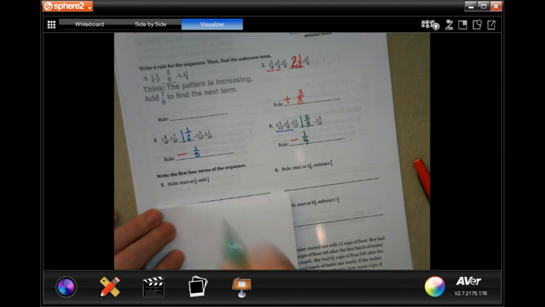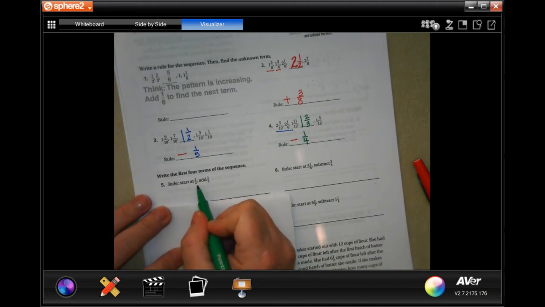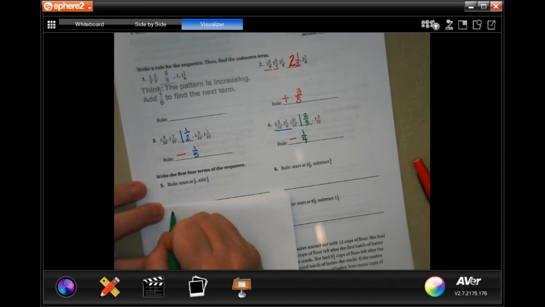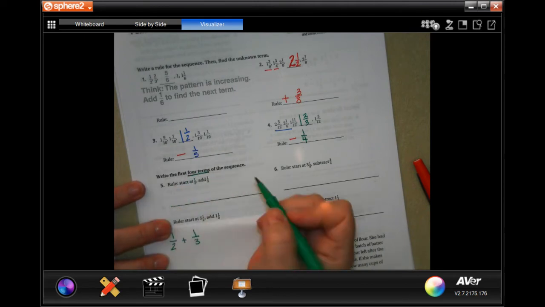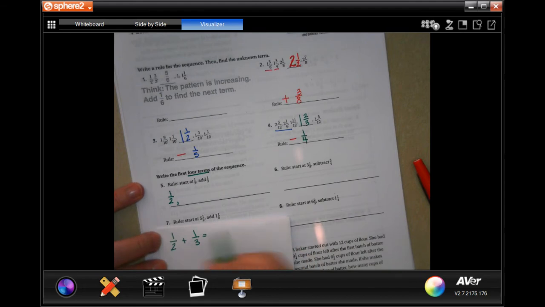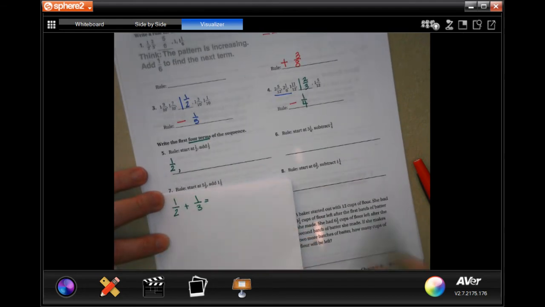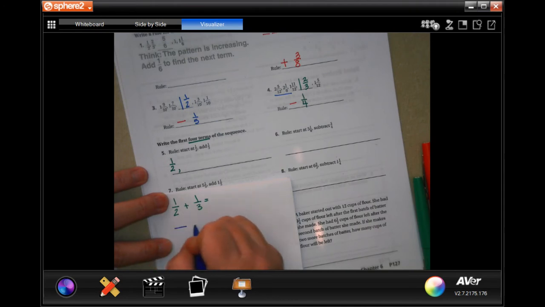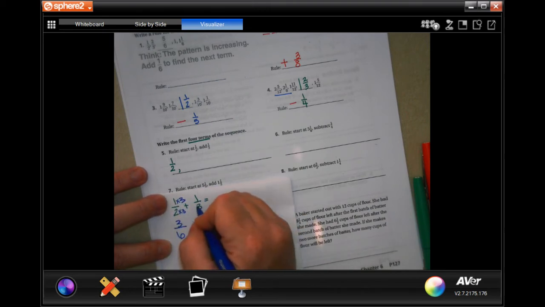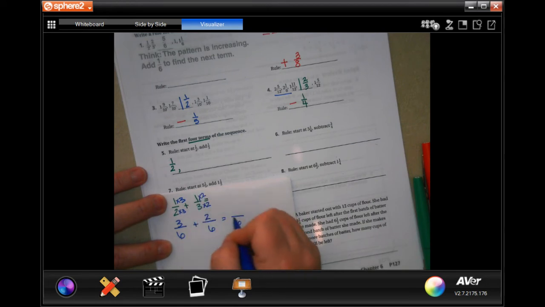Okay, so we need to start at 1/2, add 1/3 to each one, okay? So 1/2 plus 1/3, okay? We need to do 4 terms, okay? So we're gonna have 1/2, add a third. Well, common denominator is gonna be 6, okay? Two times 3, times the top by 3, get 3. 3 times 2, times the top by 2, get 2. I get 5/6.